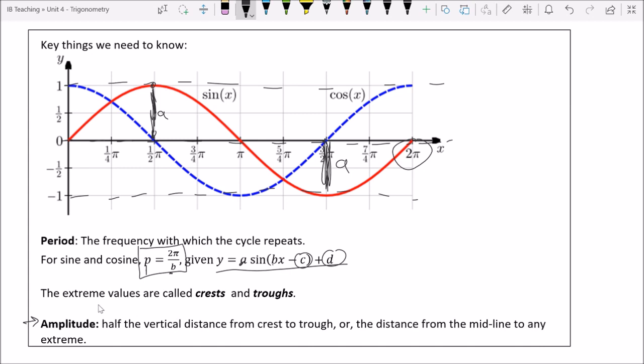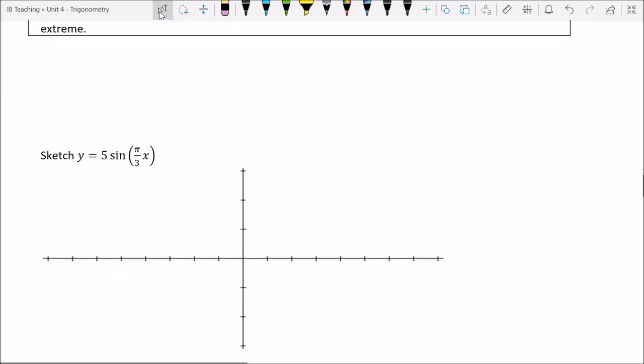The extremes, meaning the max and the min, high points and lows, the maxes are called crests, so this is a crest. The low points are called troughs, so this thing down here is called a trough. So that's our basics that we're going to use for the rest of today's lesson. Let's try graphing this one.